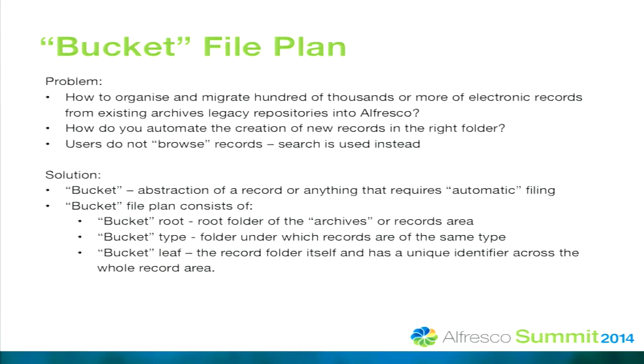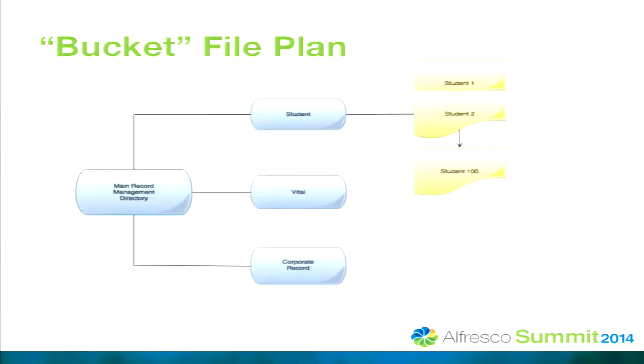Okay, so what does it look like? The top level there is a bucket root. Then you can see those are the bucket types. There could be a student record area, it could be the vital record, it could be the corporate record types. Now, at the start, it's fine. As you're creating from the beginning, you can have 1, 2, 3, 4, 5, 6, 7, up to 100 folders. That's not going to cause any problem.